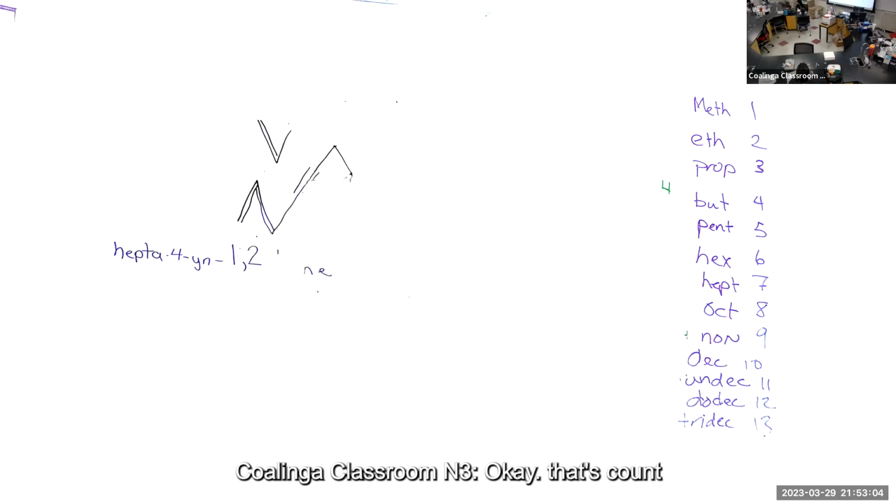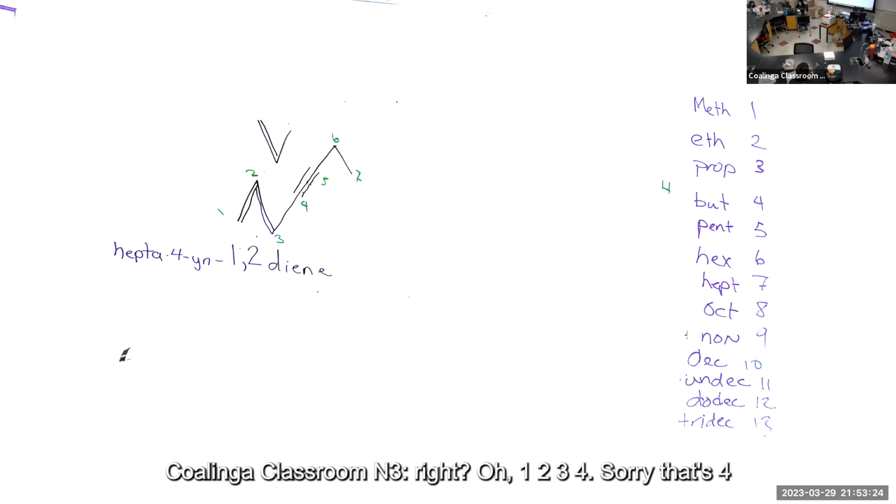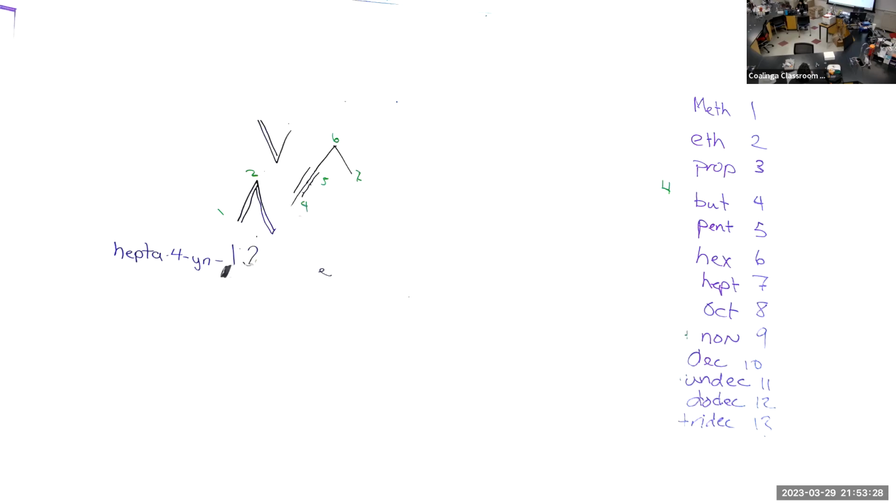There we go. Okay, so let's count. 1, 2, 3, 4, 5, 6, 7. Okay. So triple bond on the 4th, right? So 1, 2, 3, 4, starting at the 4th. Yeah, the double bond at the 3rd, that's the 7th.